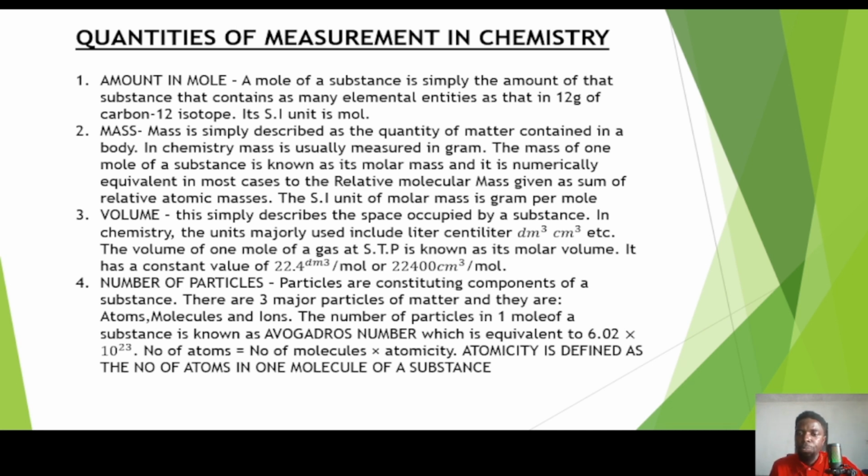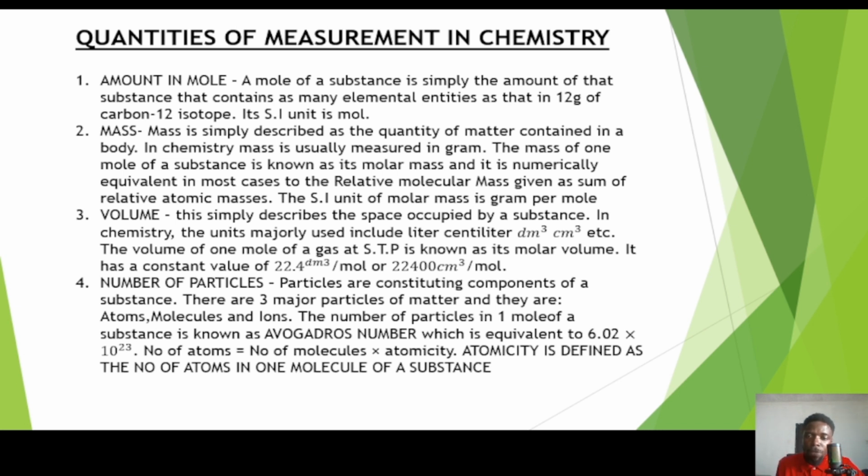So let's move ahead. The number of particles contained in 1 mole of a substance is known as Avogadro's number, and it is equivalent to 6.02 times 10 raised to power 23. So do take note of all these values that have been given, because when we get into calculations, I am going to be making reference to each of these values.